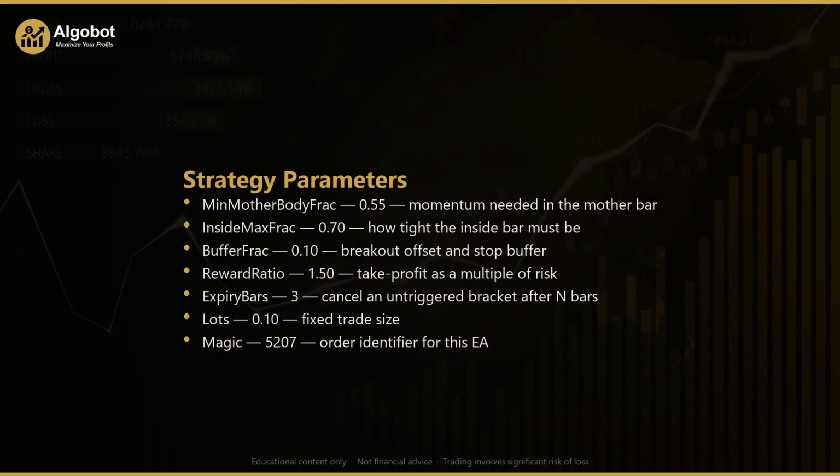Fifth is ExpiryBars, default 3. If neither side of the bracket triggers within this many bars, both orders are canceled and the EA hunts a fresh coil. Then there's lots, the fixed trade size, default 0.1. Always size this to your own account and risk tolerance. And finally, magic, the identifier the EA uses to recognize its own orders. Just keep it unique per strategy on the same account.